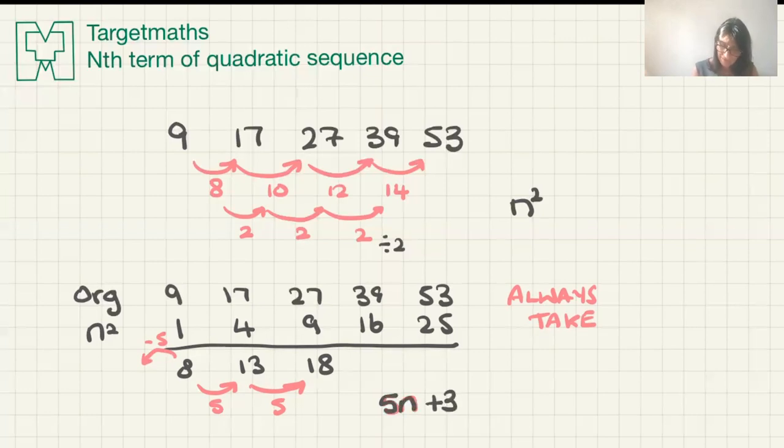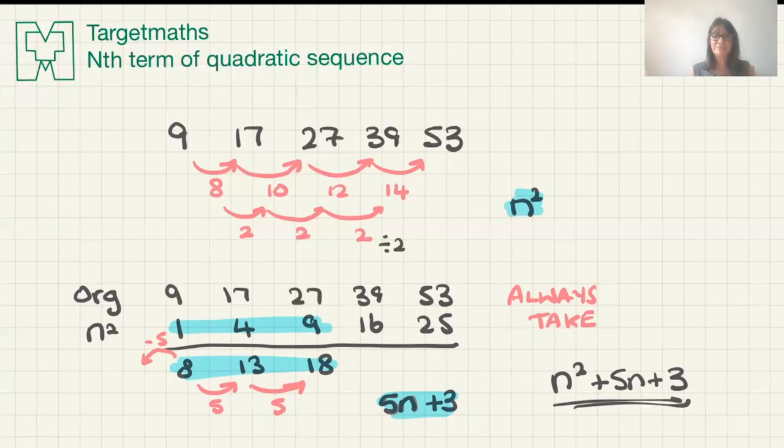So I have this being generated by n squared. I have this being generated by 5n. And these together, 8 plus 1 gets me 9. These together, 13 plus 4, gets me 17. So those two elements, n squared plus 5n plus 3, that is the nth term of a quadratic sequence. Job done. And it's those steps that we take every single time.